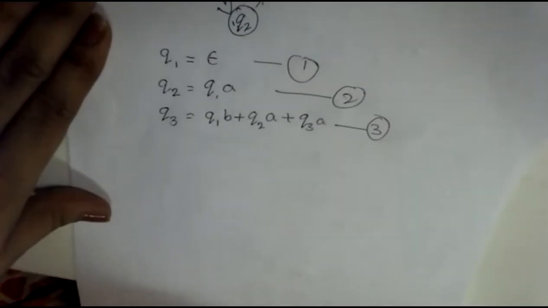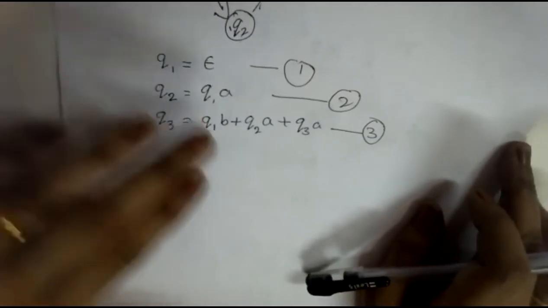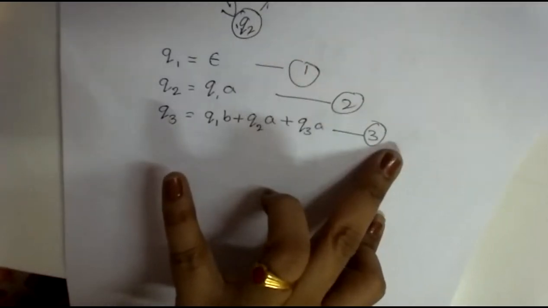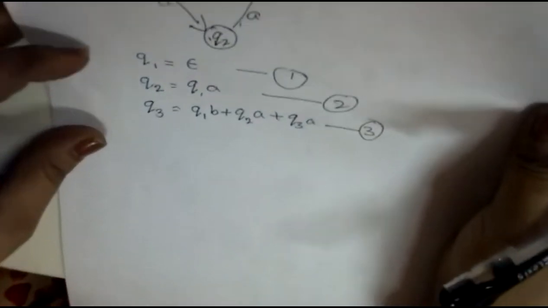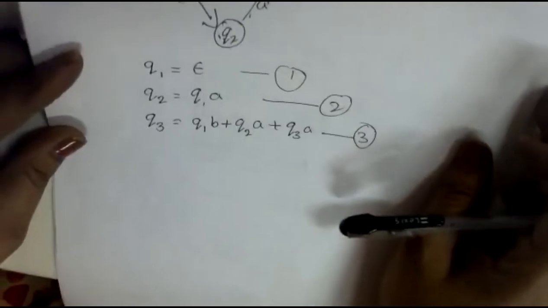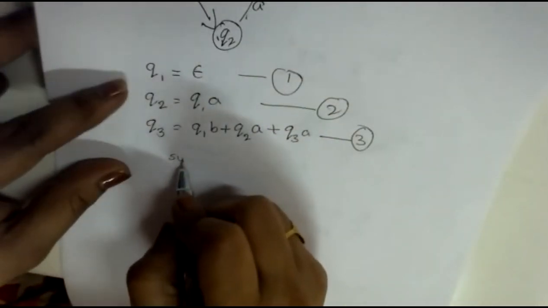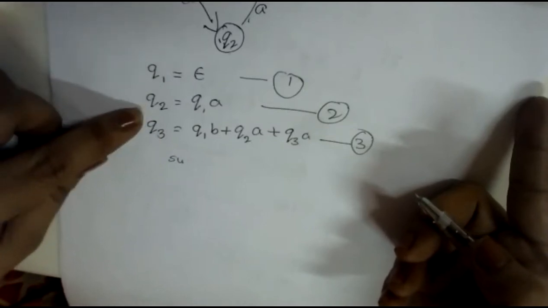What can we substitute? It may be wrong, but I want the answer. Substitute 1 and 2 in 3. Fine. So before that, shall I do the substitution of 1 in 2? Before substituting Q2 in Q3, we'll do 1 in 2 first. I think that would be better, right?